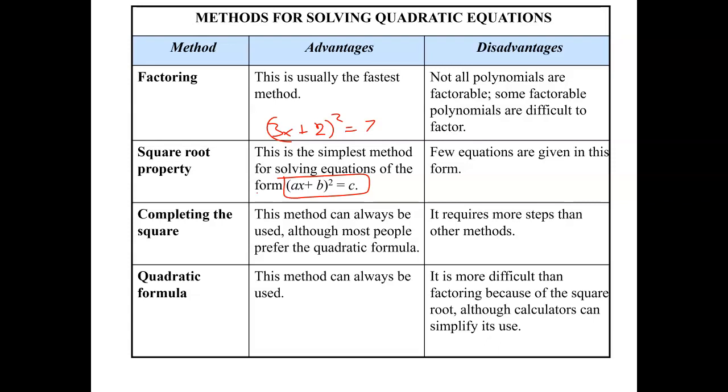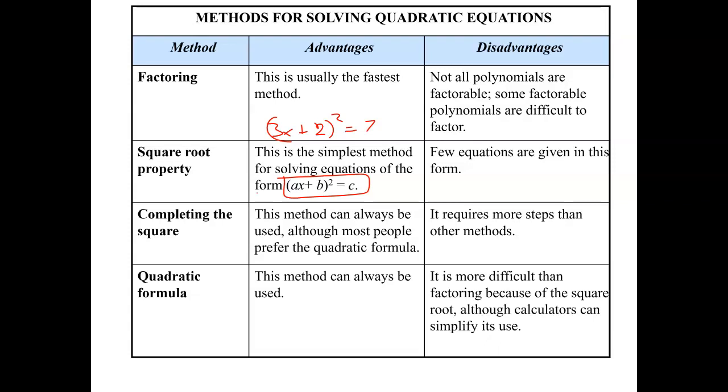Now that's where completing the square comes in handy. If we want to use the square root property, we can use completing the square, and we can always do that. We can always complete the square with any quadratic and get it into vertex form. The thing with that is that it's a little bit more time consuming than quadratic formula. Most people prefer the quadratic formula.